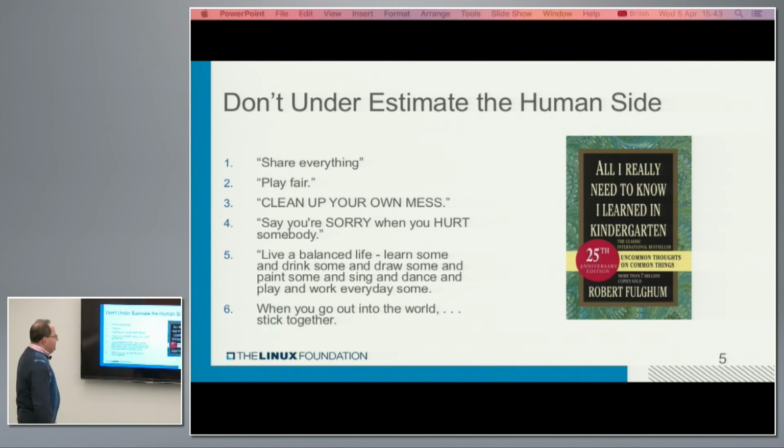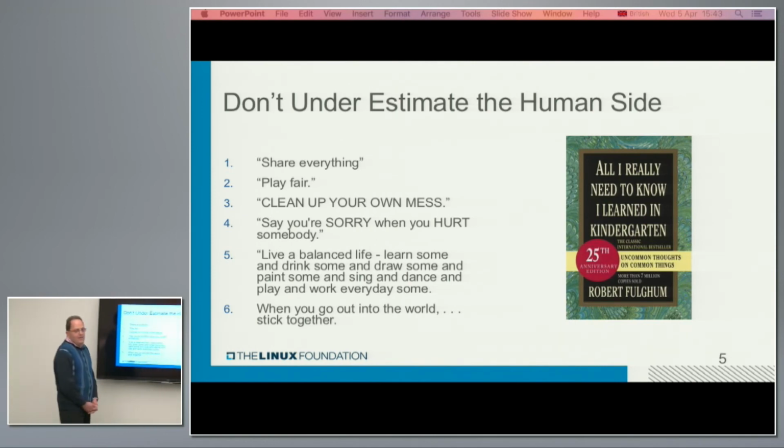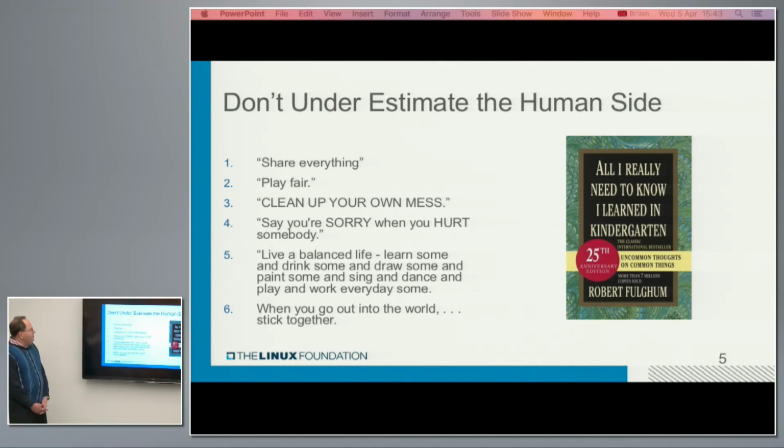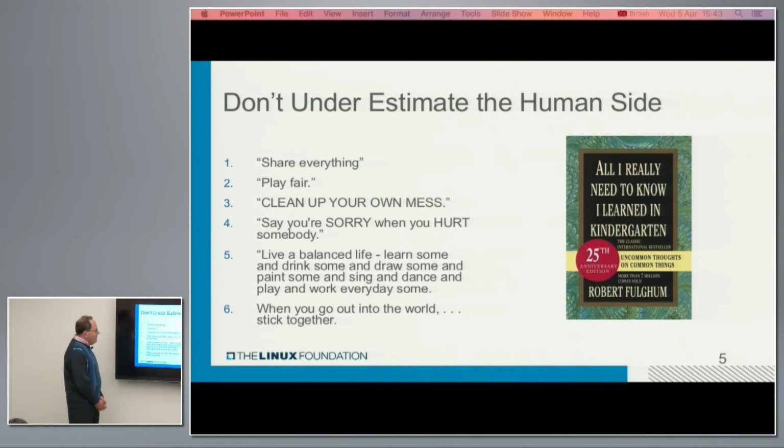So now I want to just share with you another perspective on open source. This is actually a slide I pulled from our tutorial that we gave a little bit earlier this week. We want to talk about the human side of open source. And to do that, we want to draw from one of the biblical references, the seminal references: Everything I Really Need to Know I Learned in Kindergarten. This is a long-standing book that we love to draw from because the lessons in open source are very critical. They're very applicable.